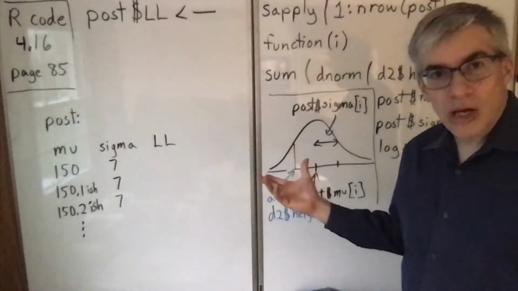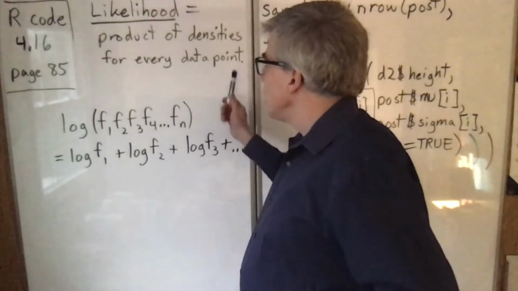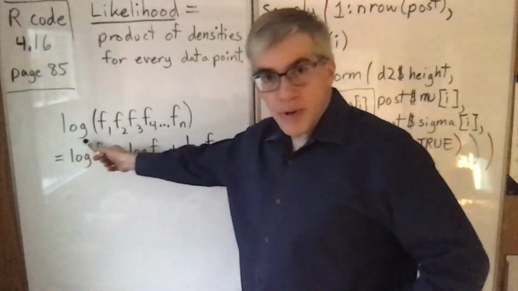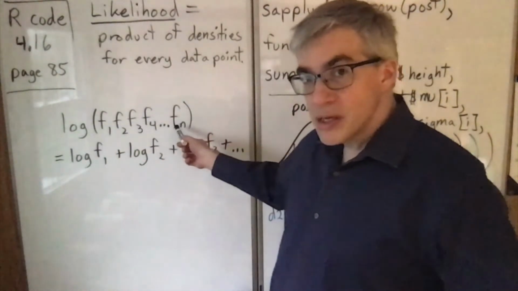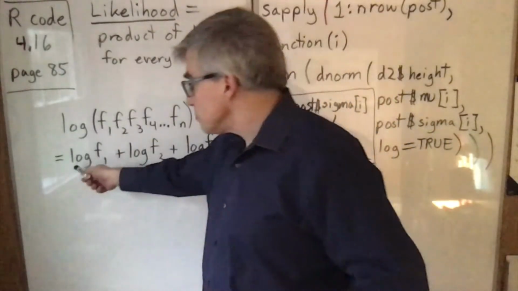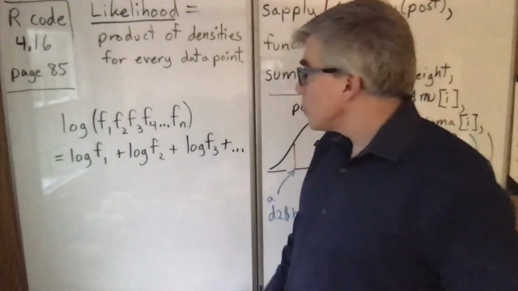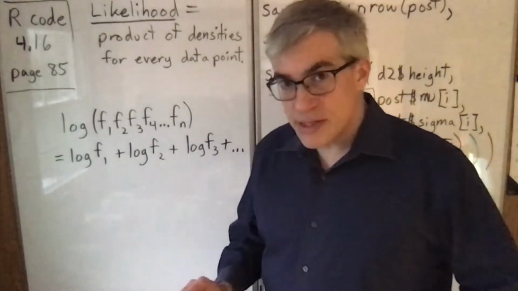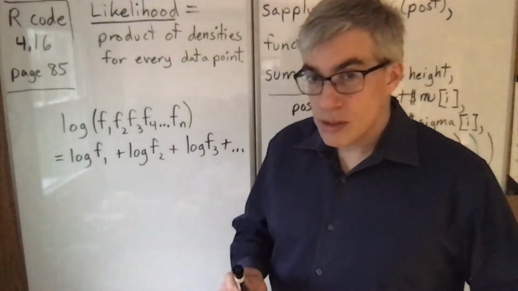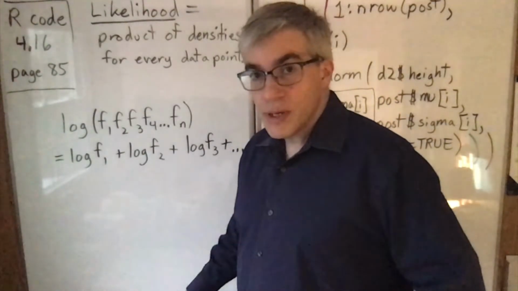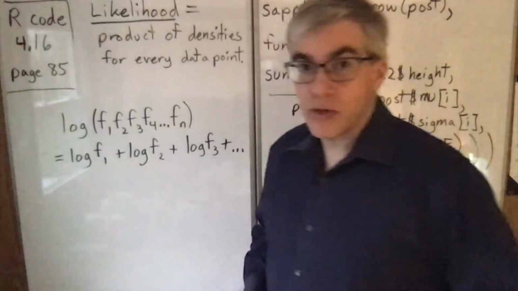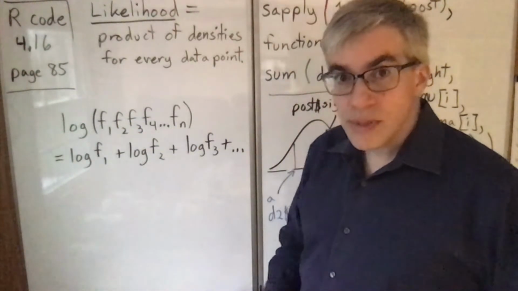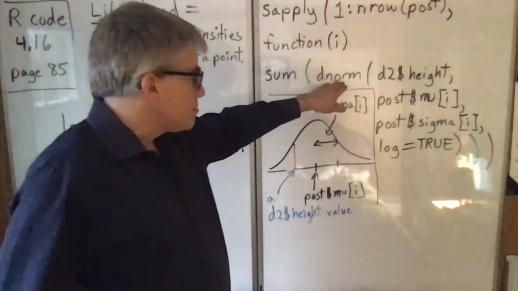Why are we doing the logarithm? If you take the logarithm of the likelihood being a product of all these densities, the laws of logarithms say you can split that up into a sum. So if you found the probability density for one data point, and you took its logarithm, and you added them all up, you would get the logarithm of the likelihood, the log likelihood. And that's exactly what this code does.